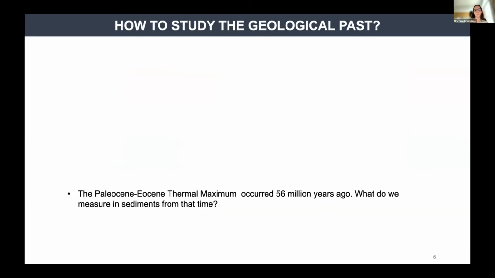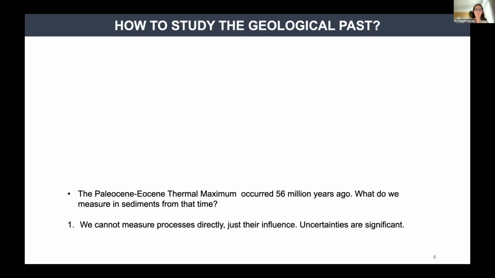Now, when we're talking about something that happened 56 million years ago, of course, the toolbox that we have is very different to the modern ocean. So we cannot measure processes directly. We have to measure what influence they had on different elements, on the deposition of specific materials like organic carbon, calcium carbonate, etc. And uncertainties are therefore quite large, as multiple processes can imprint on the same element or the same change in the sediments.